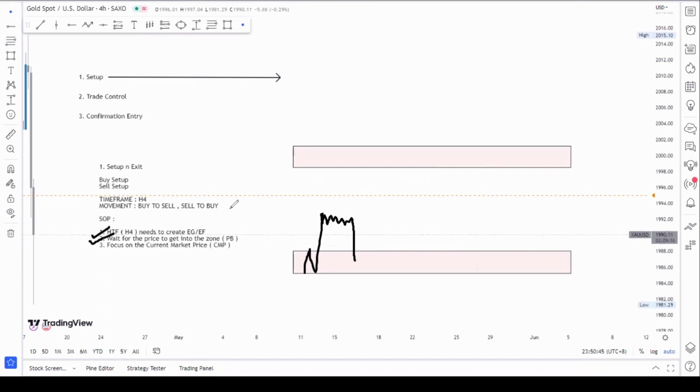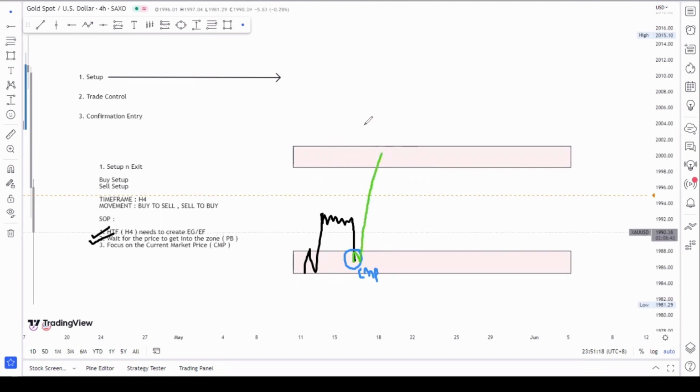Then SOP number 3, we need to focus on the current market price, which is CMP. So this is the theory of setup and exit. We are going to execute a trade after this. And the price is going to go up again until here.